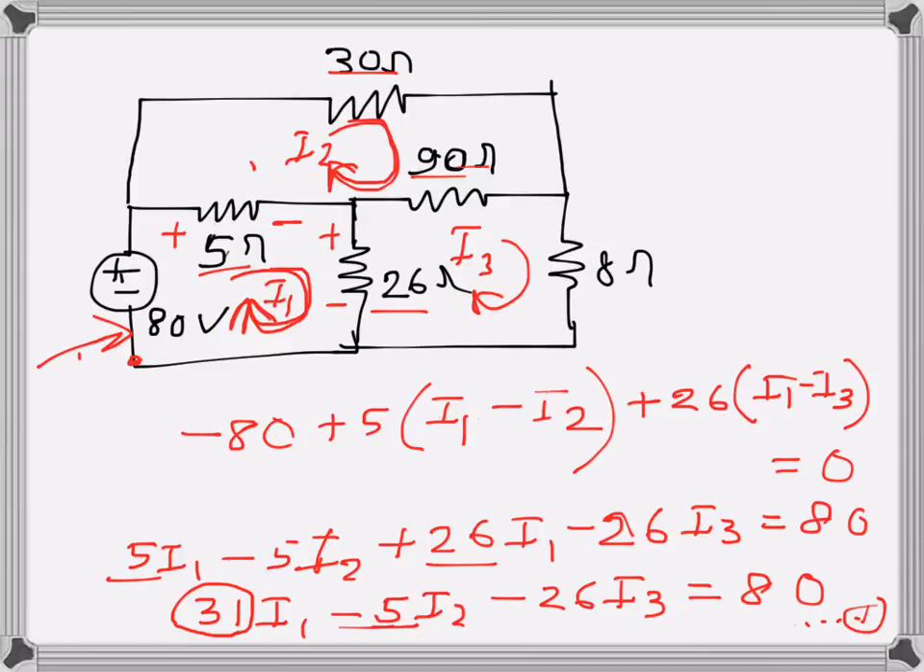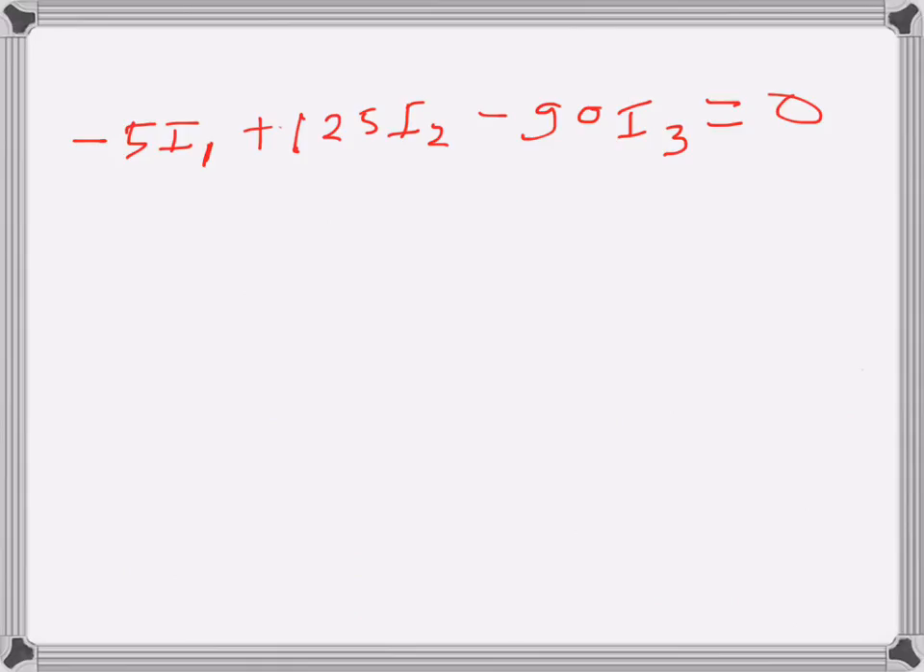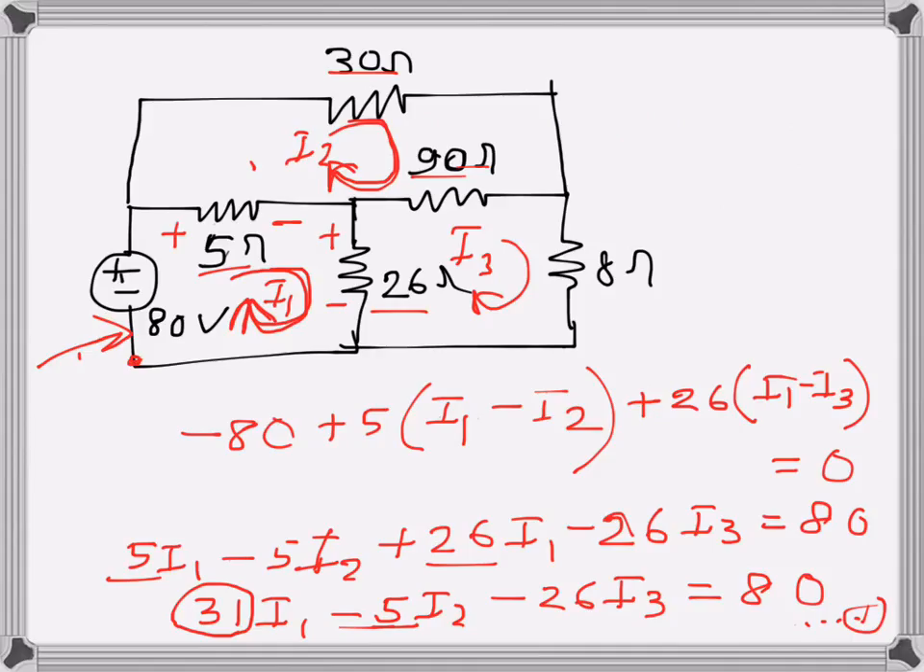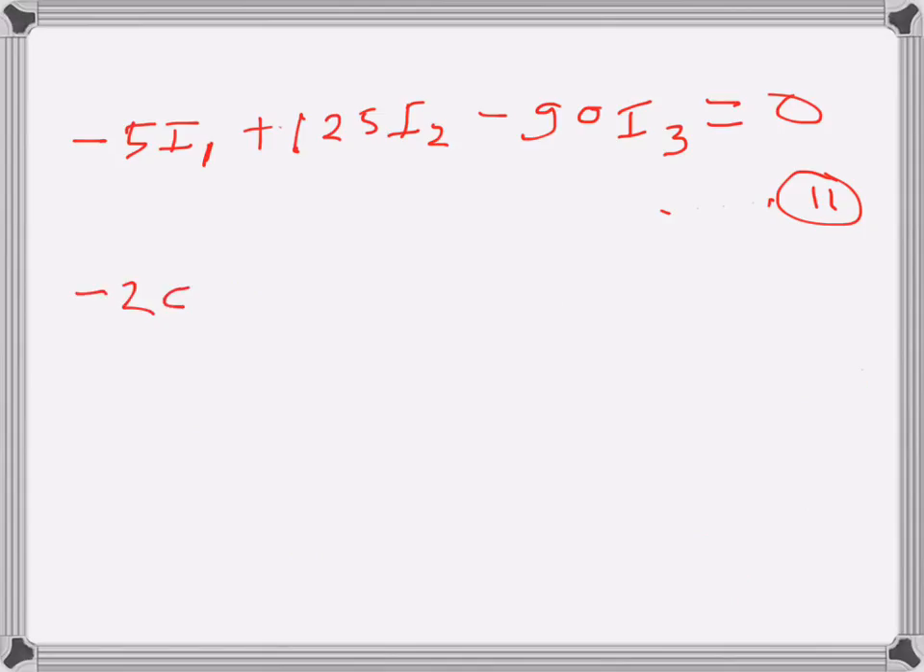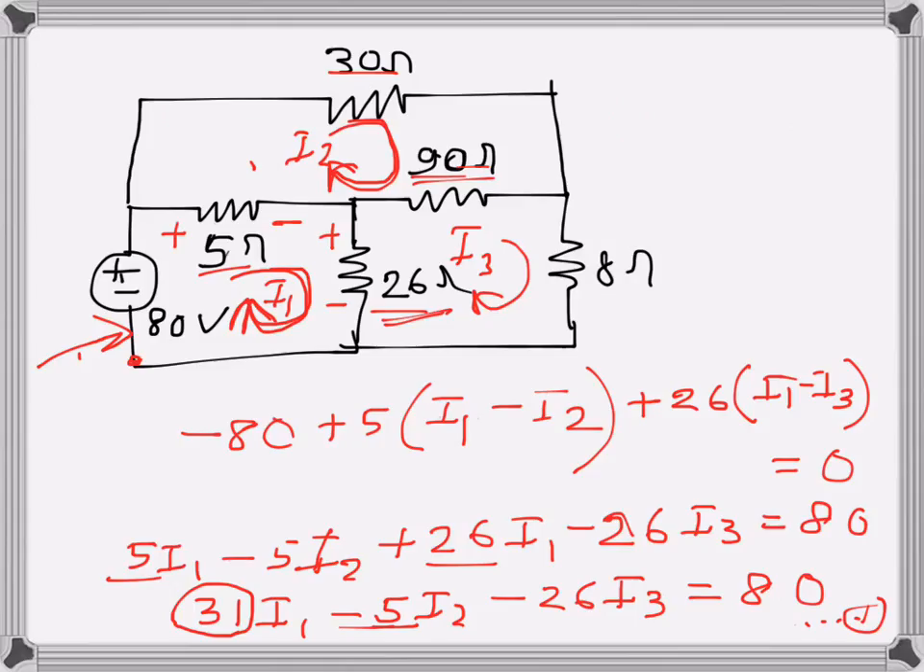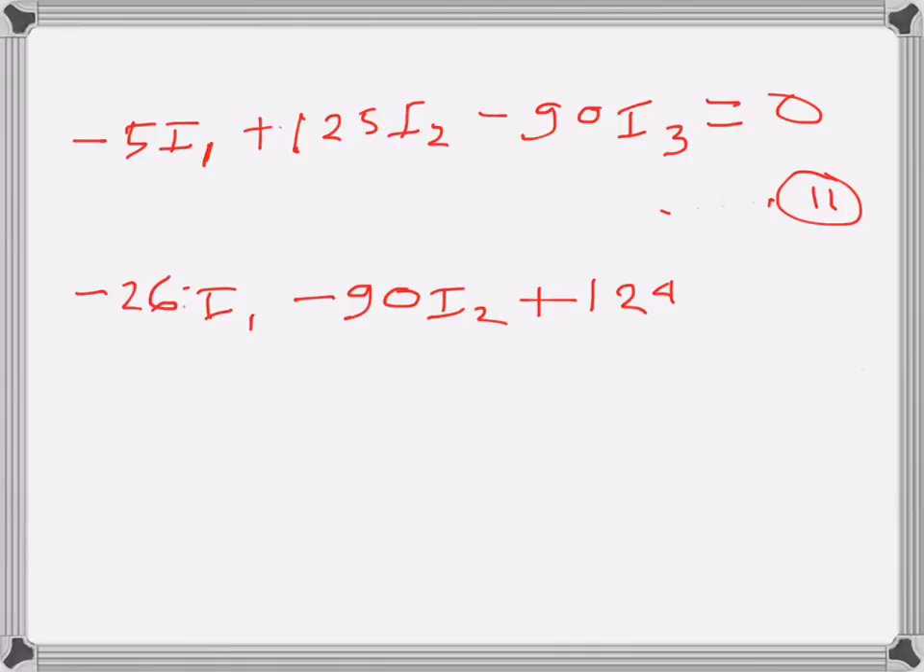Finally, equation 3, the equation for loop 3, mesh or loop, whatever. So this is equation 2, and for mesh 3, I3 will be positive, I1 will be minus 26 because this is the common, minus 26 I1. Sorry, it's minus 26, then minus 90 I2, because the common here is 90 again. And finally plus the sum of the three resistances, 26, 8 and 90, so that will become 124 I3.